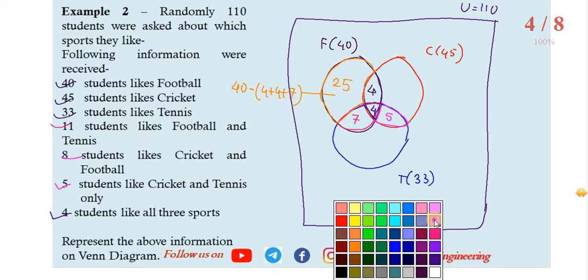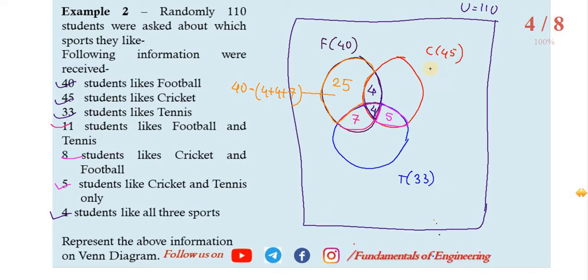Next, 45 students like cricket, but only cricket, that we need to find out. So this area will show only cricket. So 45 minus this area. So 4 plus 4 plus 5. 4 plus 4 is 8, plus 5 is 13. So 45 minus 13, we are getting 32 who like only cricket.